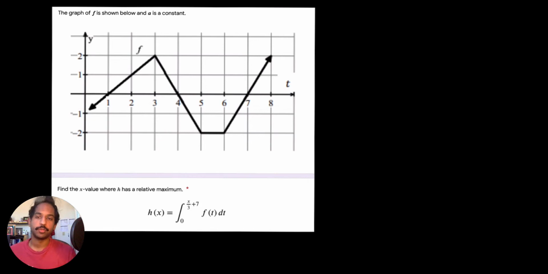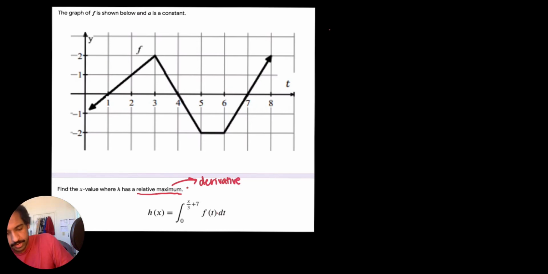Similar to the previous question, we are given a graph and an accumulation function, and we're asked to find the x value where this function h, which is the accumulation function, has a relative maximum. Remember, anytime we're trying to find any relative extrema, we need to look for the derivative. And we're looking for the derivative not of f, but of h, which is this function they're asking about.